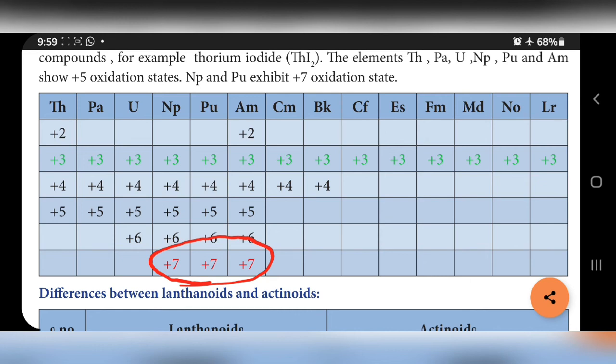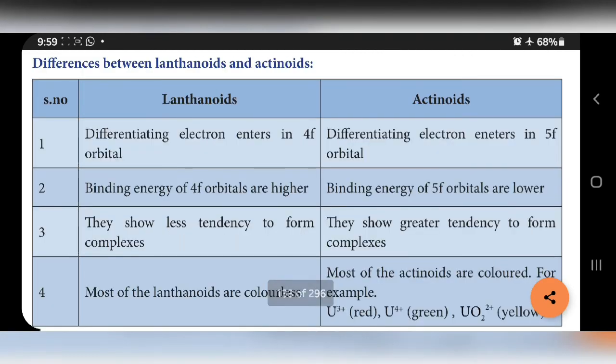So, the oxidation states of actinoids are over. Next topic, an important question: the difference between lanthanoids and actinoids. First point, for lanthanoids the differentiating electron enters the 4f orbital, while for actinoids electrons are filled in the 5f orbital. The binding energy of 4f orbitals is higher, and the binding energy of 5f orbitals is lower.